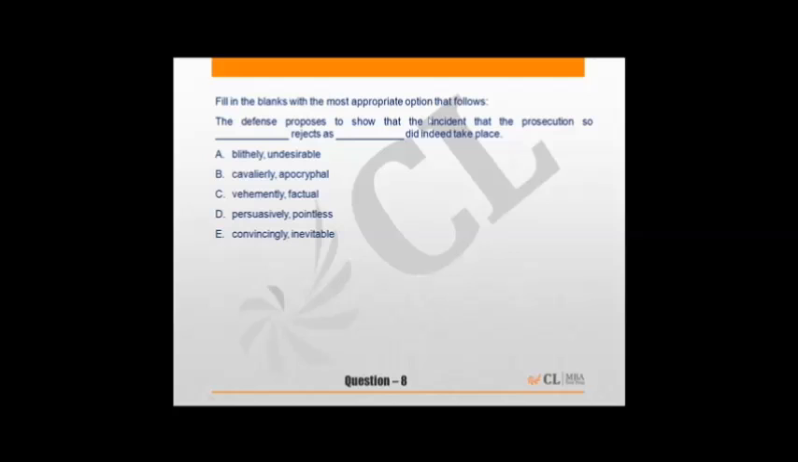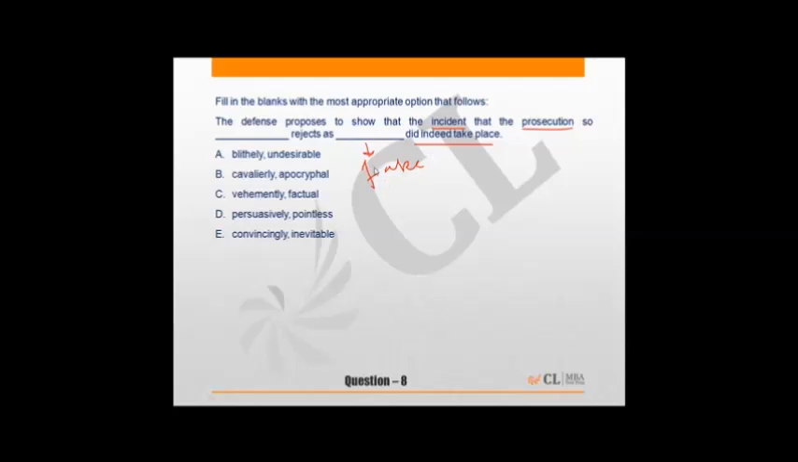The statement suggests that the incident did indeed take place, whereas according to the context of the passage, the prosecution committed a mistake by rejecting it as something that did not really happen, as something that was fake, as something that was fictitious, while actually the truth was that the incident did take place. So the prosecution claimed that the incident did not take place. They rejected it as something fictitious, whereas the incident did take place.